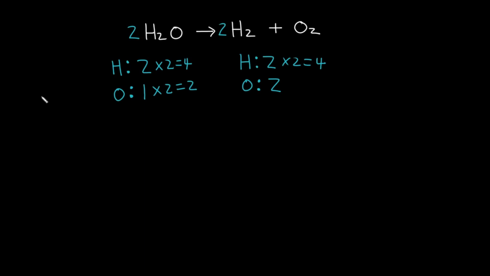Okay, let's do another example. So this next example is a little bit more challenging than the ones that I've done so far because it involves more elements. So we have C2H6 plus O2 turning into H2O and CO2. So this is a combustion reaction, and these are usually the most difficult type of equations to balance.